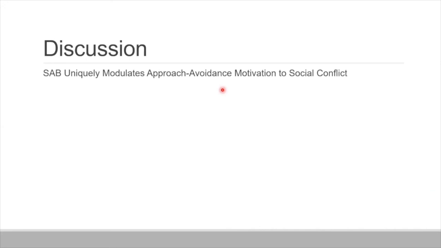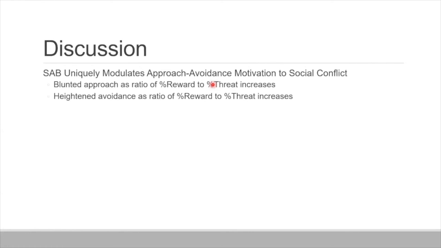And then as a discussion, to summarize what we found, social avoidance behavior does uniquely modulate approach avoidance conflict motivation, approach motivation to social conflict. Really what we're seeing is a blunted approach as the ratio of reward to threat increases. So as you have more reward and less threat, approach doesn't go along for the ride for socially avoidant individuals. They tend to be more blunted in how much they're willing to approach across that continuum. And we also see heightened avoidance, again, as the ratio of reward to threat increases in some of these social conflict facial displays.